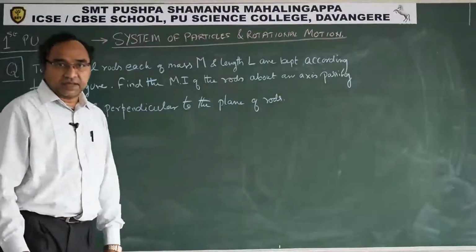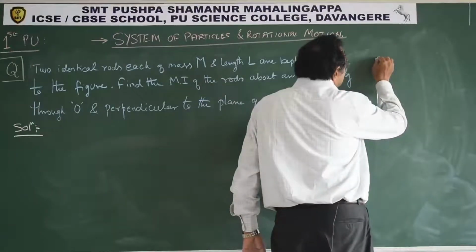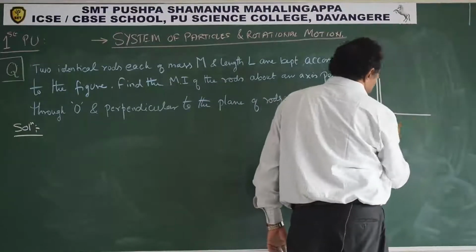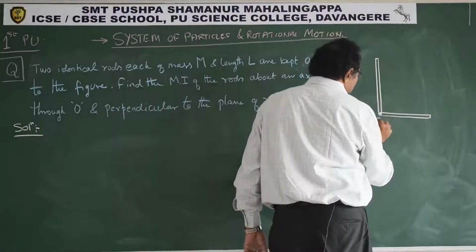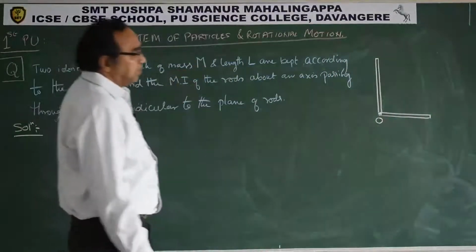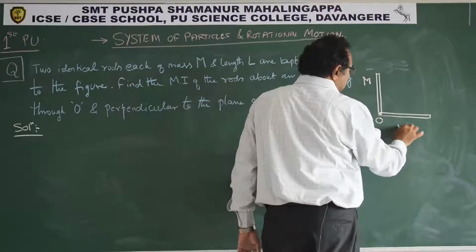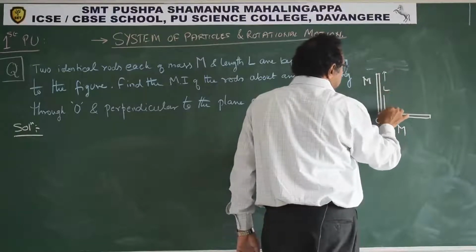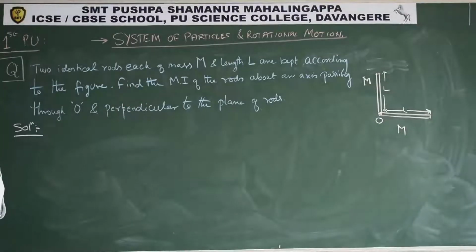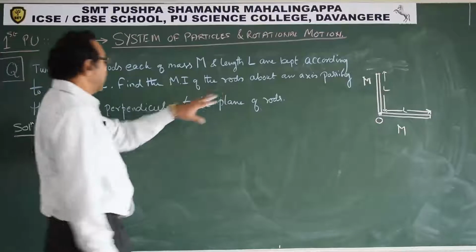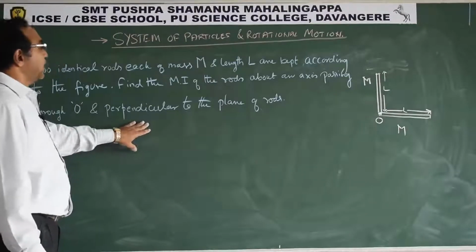The next question reads like this: two identical rods, each of mass m and length L, are kept according to the figure. Find the moment of inertia of the rods about an axis passing through O and perpendicular to the plane of the rods. So how exactly are we going to solve this?